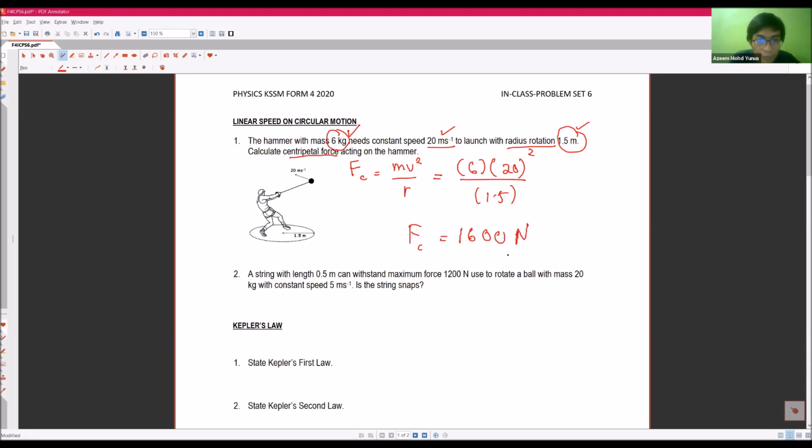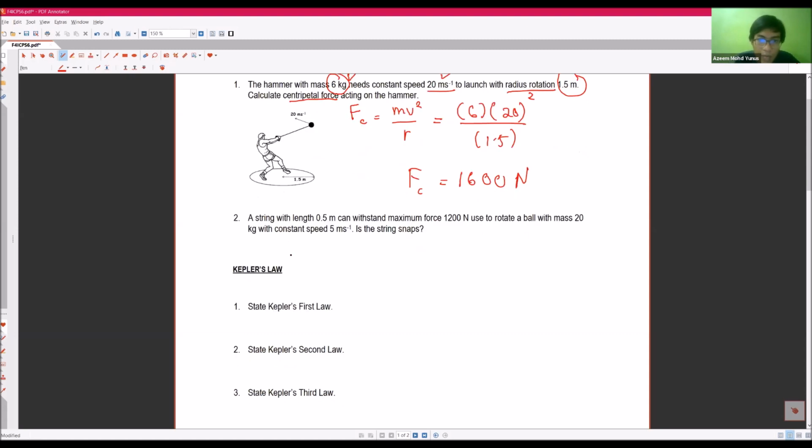Okay. Number 2: a string with length 0.5 meter can withstand a maximum force of 1,200 Newton. It is used to rotate a ball with mass 20 kg at a constant speed of 5 meters per second. Does the string snap? That means we have to find the centripetal force exerted on the string and compare it with the maximum force over here.